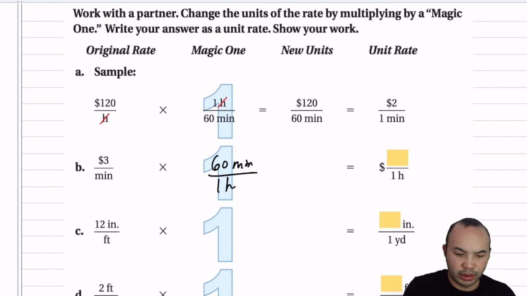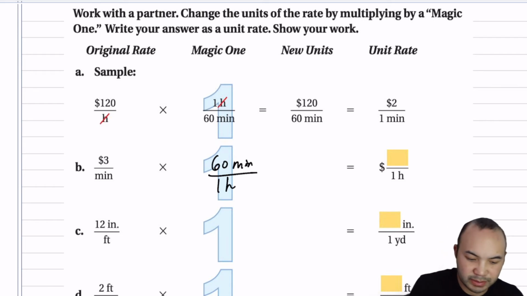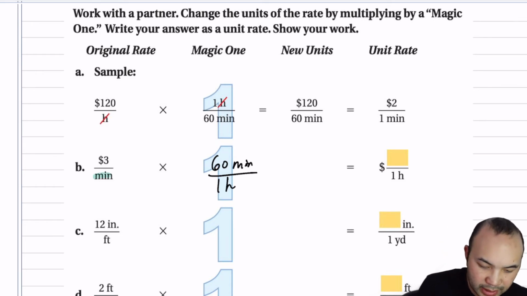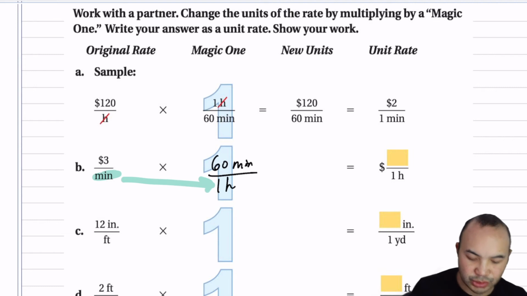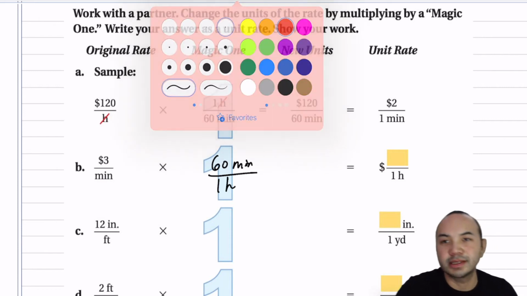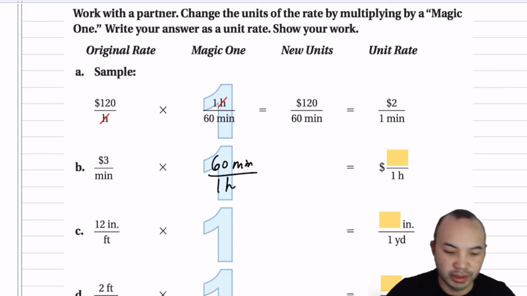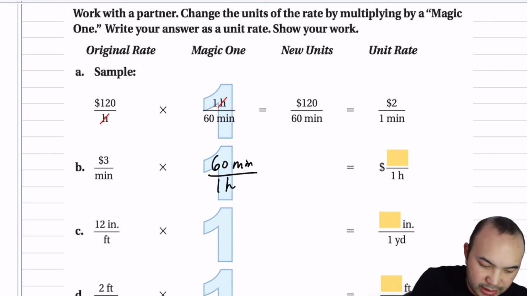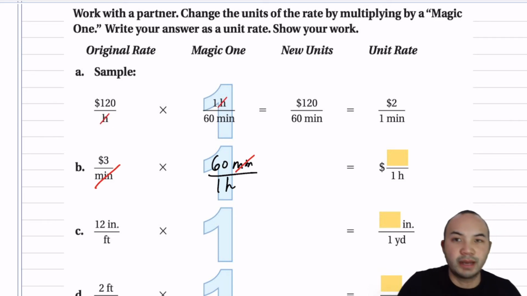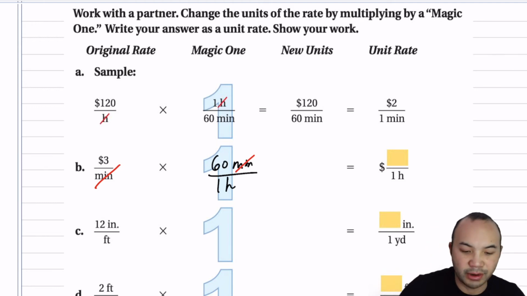And you might be thinking, wait, they did 1 hour over 60 minutes here. Why are you doing 60 minutes over 1 hour there? Well, that's because on the bottom is minutes and I want to change that to hours. The second reason is that we're going to use something in science called dimensional analysis, and they'll call it that in 7th grade as well. I want to cancel out my units. I want to cancel out minutes on the bottom and minutes on top, so all I'm left with is dollars on the top and hours on the bottom.